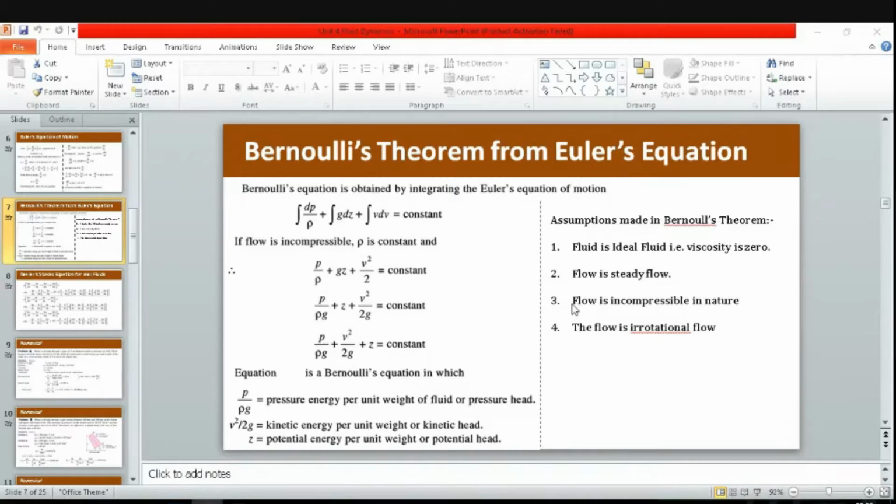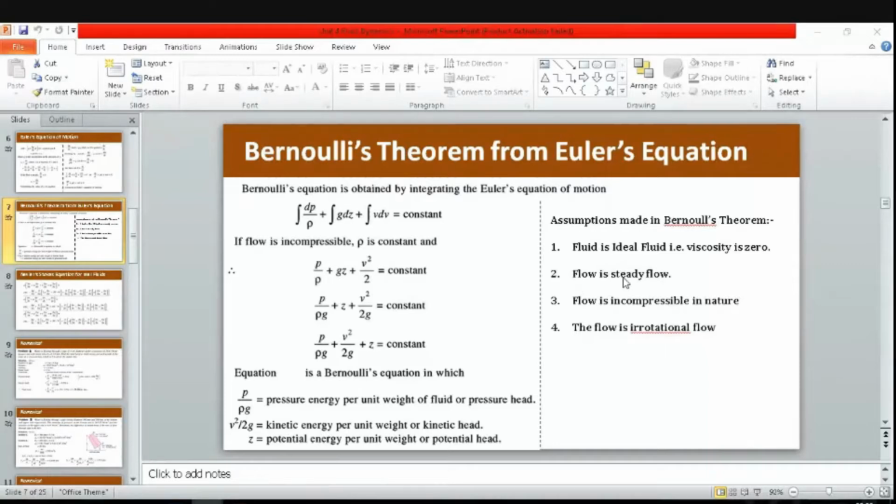After that, the assumptions made during deriving Bernoulli's theorem. Remember, this can be asked in exam. The first assumption is the fluid is ideal fluid. We assumed viscosity zero. So remember, fluid is ideal fluid.